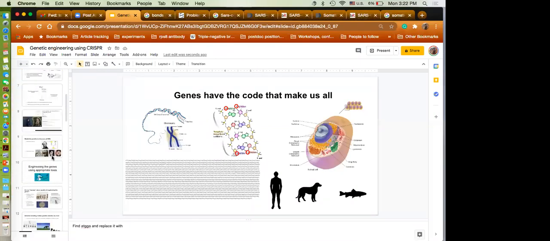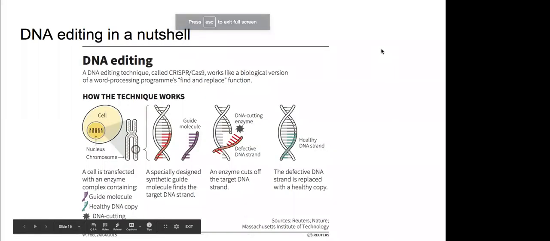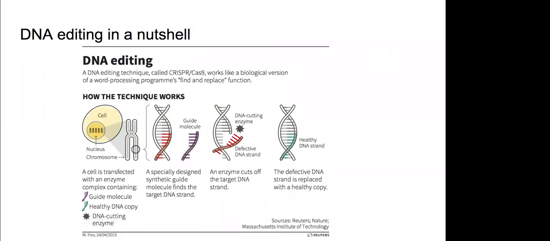CRISPR works in our cells to do exactly the same trick that I just used in the word editing tool, using find and replace. Basically, we are finding our region of interest in the DNA using a guide molecule. We are cutting it out with the DNA cutting enzymes, and we use our own cell DNA repair system, either homologous end joining or non-homologous end joining, to edit the gene.